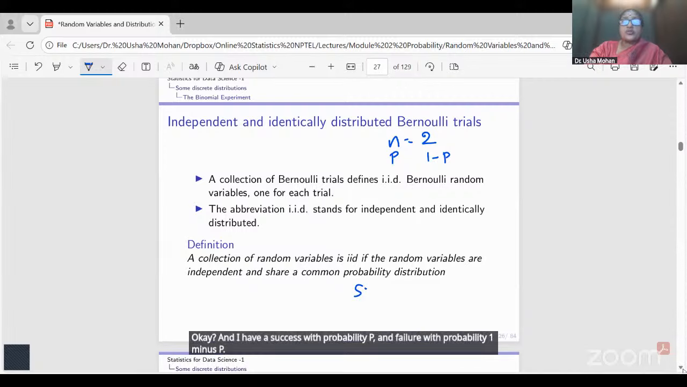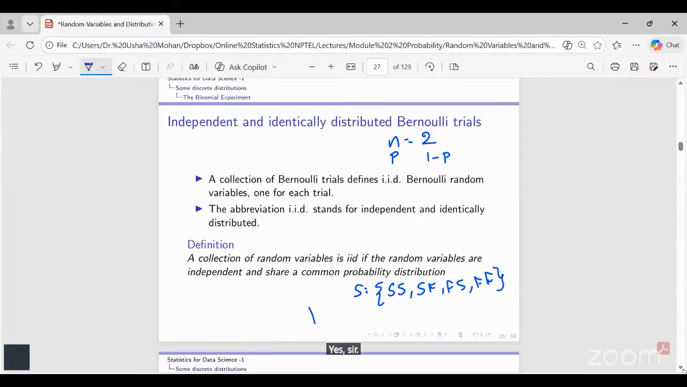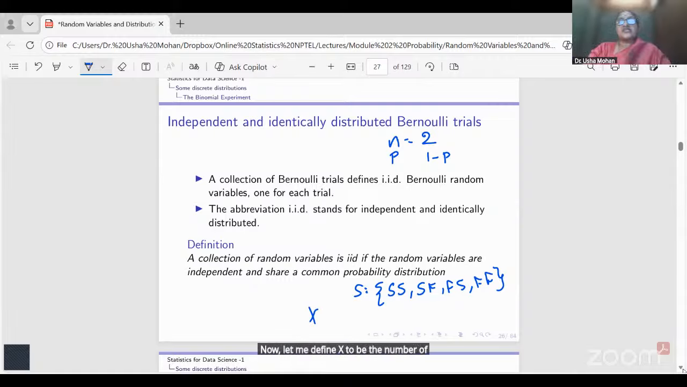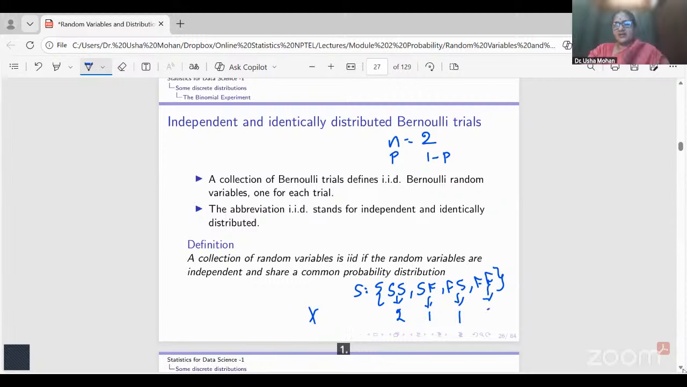So what are the possible outcomes? It is success-success, success-failure, failure-success, and failure-failure. Would you all agree? Now, let me define X to be the number of successes that happen. What is the value that you'd associate with each outcome? Here 2, here 1, here 1, here 0. So this random variable X takes the value 0, 1, and 2.